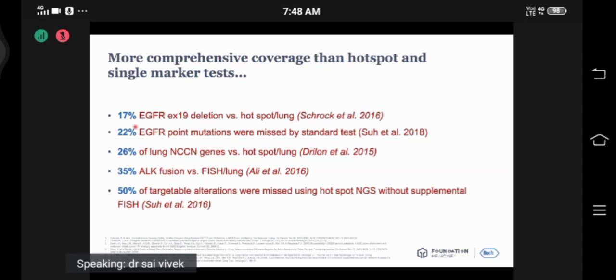So 26% of lung NCCN genes are missed when we are looking at only the hotspot mutations. 50% of targetable alterations were missed using a hotspot NGS without supplemental FISH. There is a lot of RNA sequencing also required, especially for fusions, which can be missed if we don't select the correct test.